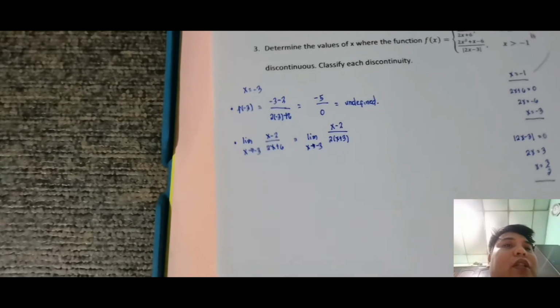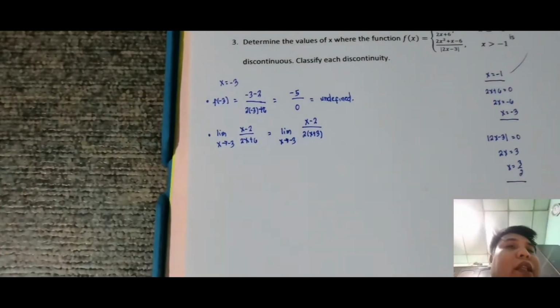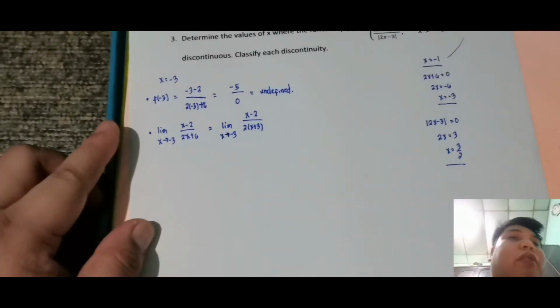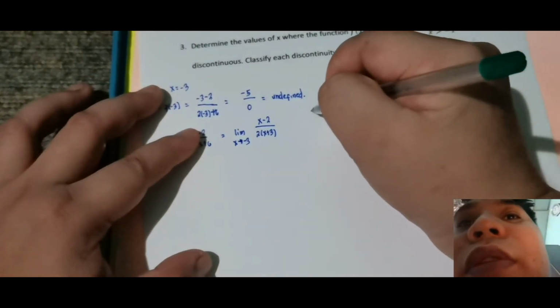Okay, so kung titignan mo, pag sinubstitute natin right away dyan yung negative 3, ano mangyayari? Sir, undefined. Tama, kasi 2 times negative 3 plus 3, 0 sa ilalim. Okay, so dito right away, pwede ka mag left and right limit. So negative 3 from the left, negative 3 from the right. Ganun yung gagawin natin para malaman natin ano yung limit niya sa x approaches negative 3. Okay, so una natin try.